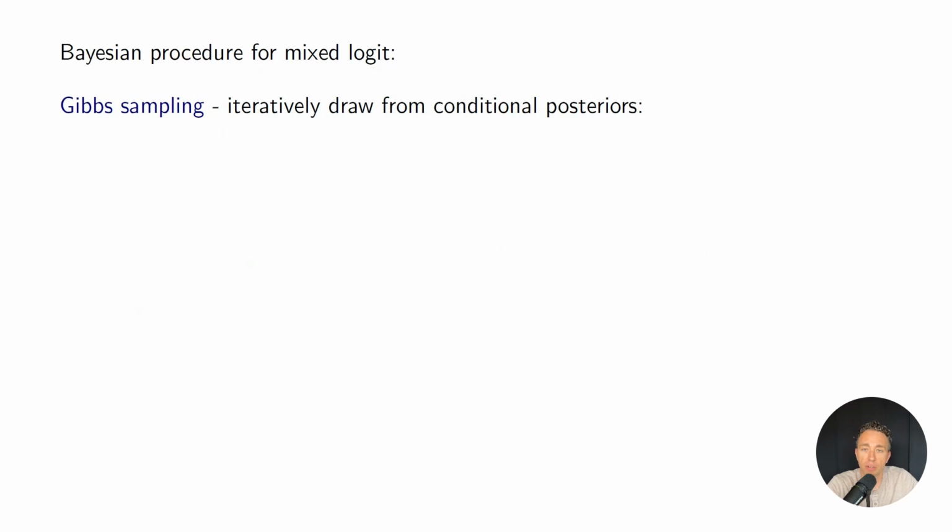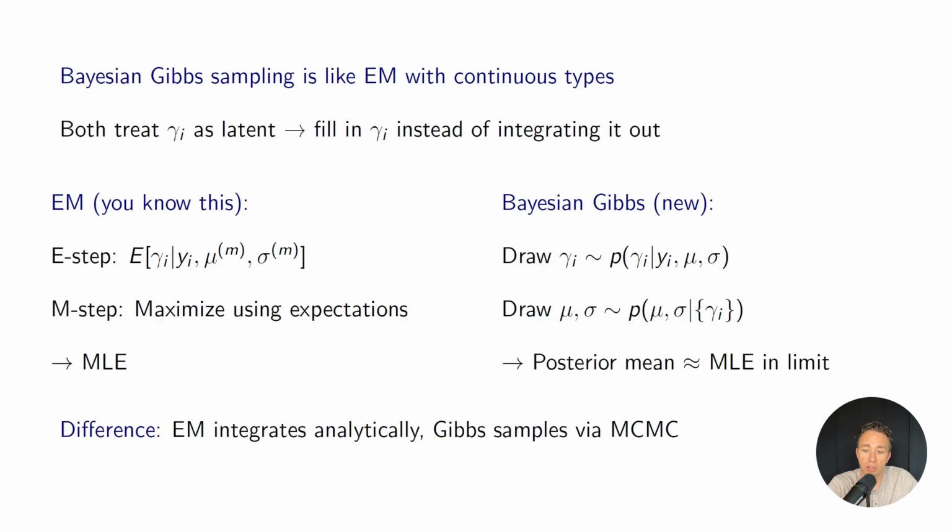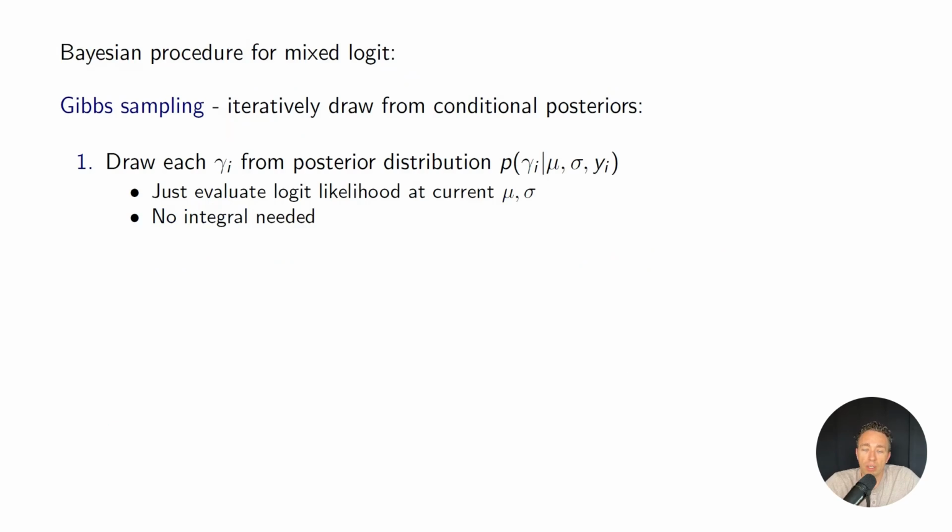So what's the procedure if we wanted to estimate a mixed logit using a Bayesian approach with Gibbs sampling? We're going to iteratively draw from these conditional posteriors. What are the conditional posteriors? Well, it's these P distributions here. We get a posterior distribution given the current estimates of mu and sigma and the data, which includes the choices and the x's. And we just need to evaluate the logit likelihood at those values. We don't have to do any integration.